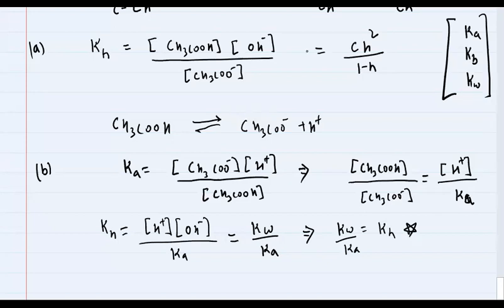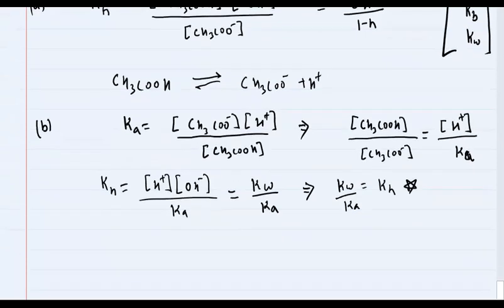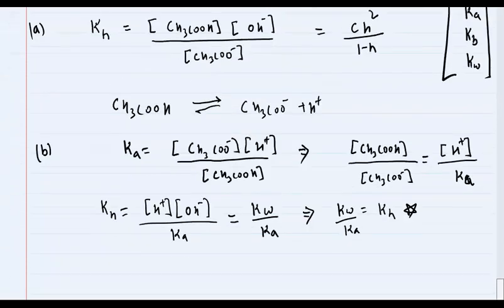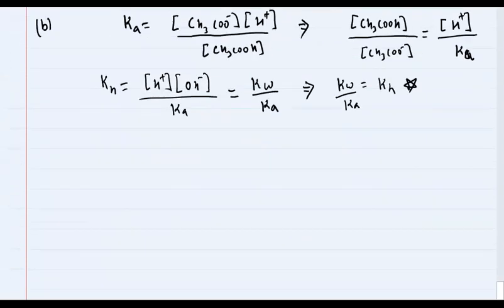Now let's go back to this expression, the expression that we already have. Kh is equal to Ch square. Why? Because h is very less than 1. If h is very less than 1, then Kh is equal to Ch square.